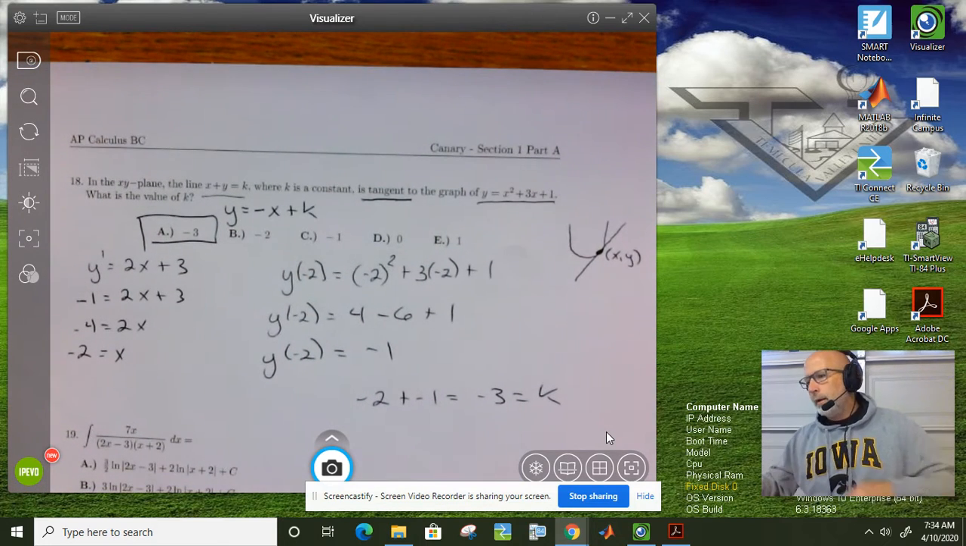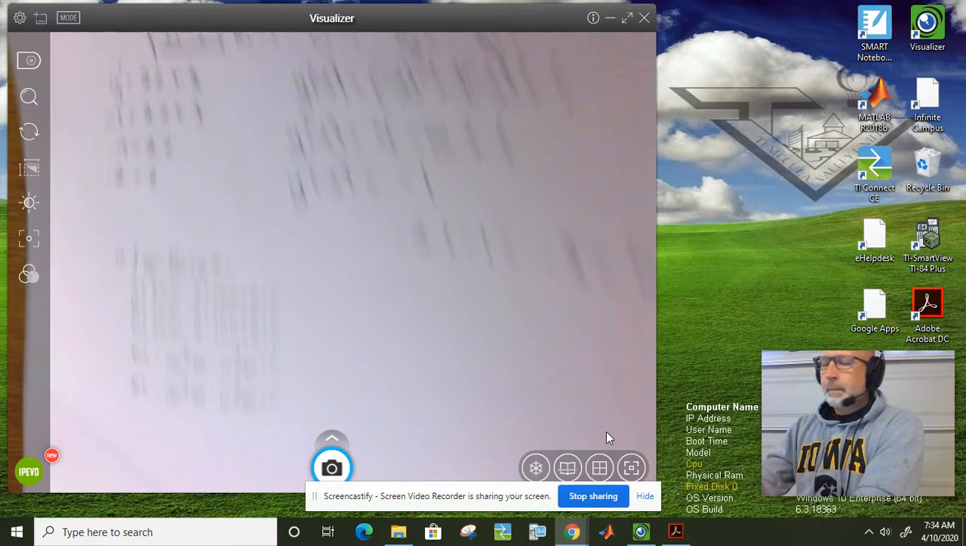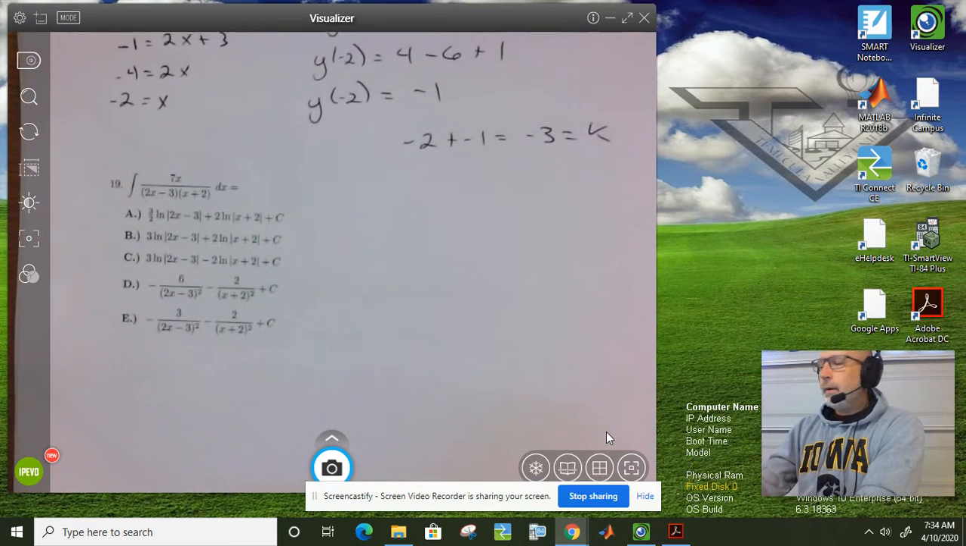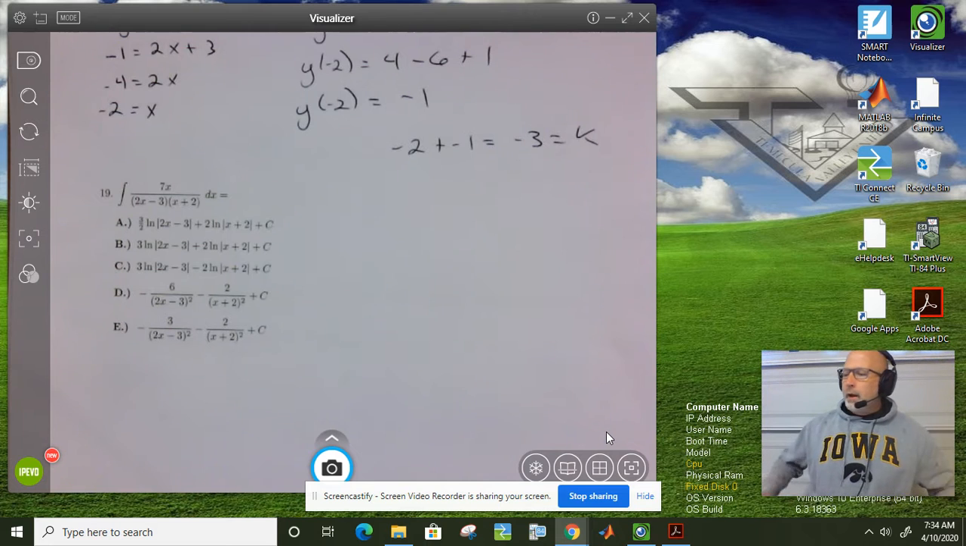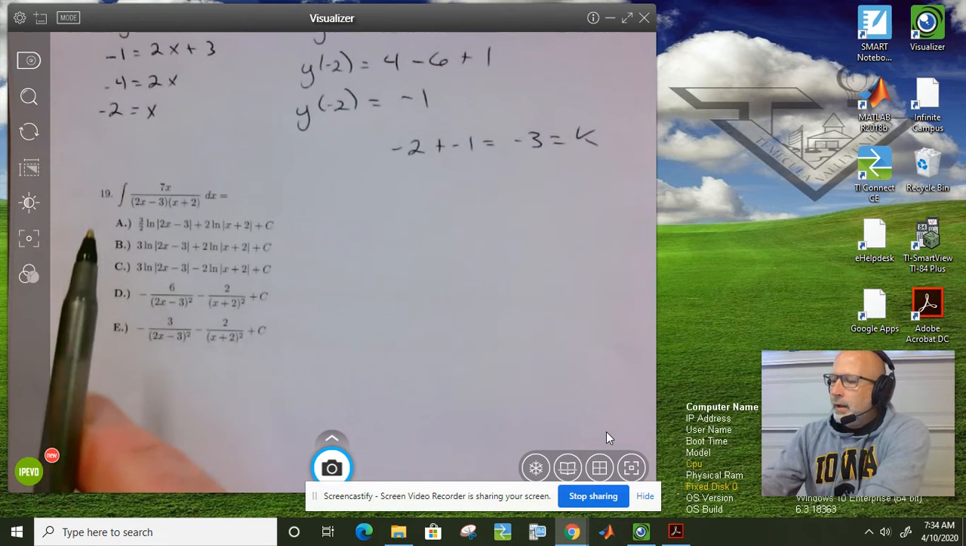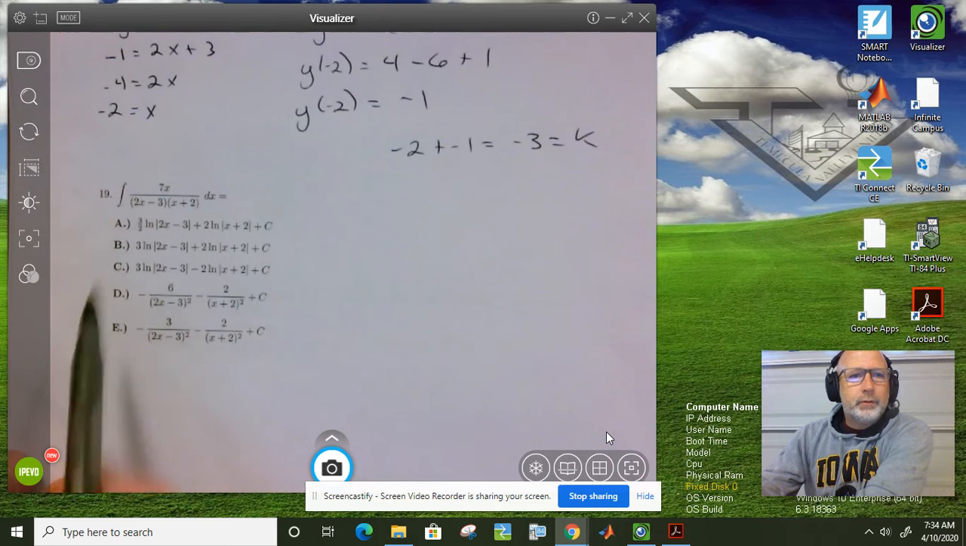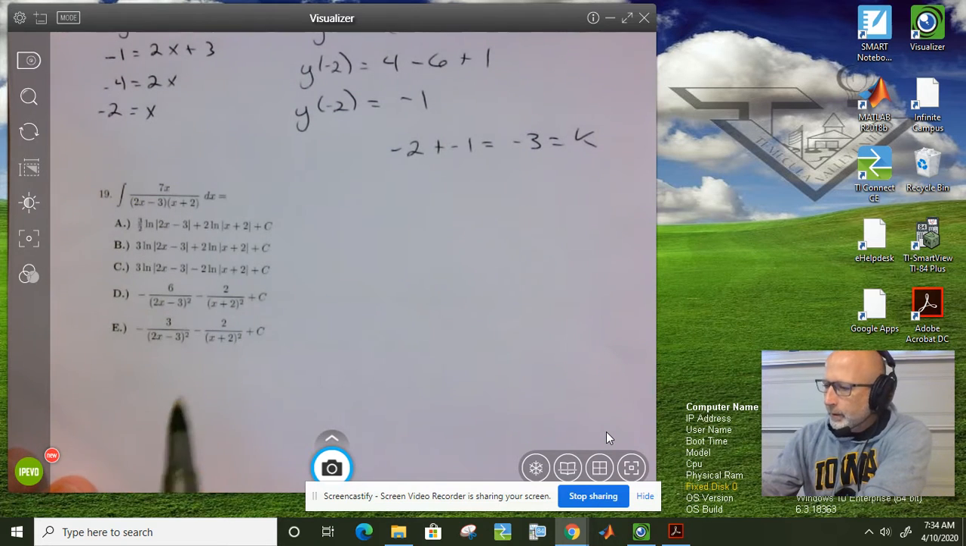Okay, last one for today. Okay, 19. Right away when you see this, you know what to do. You absolutely know what to do. Partial fractions, right? Why do I know that? Because you have these two binomials that are being multiplied times each other. It'd be really easy to split it apart.